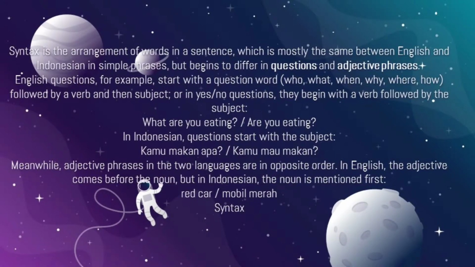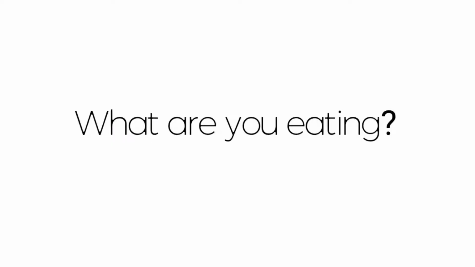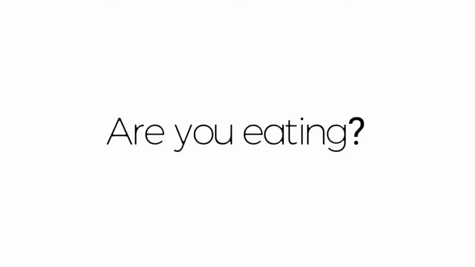The first is syntax. Syntax is the arrangement of words in a sentence, which is mostly the same between English and Indonesian in simple phrases, but begins to differ in question and adjective phrases. English questions, for example, start with a question word: who, what, when, why, where, how, followed by a verb and then subject, or in yes or no questions, they begin with a verb followed by the subject. What are you eating? Are you eating?